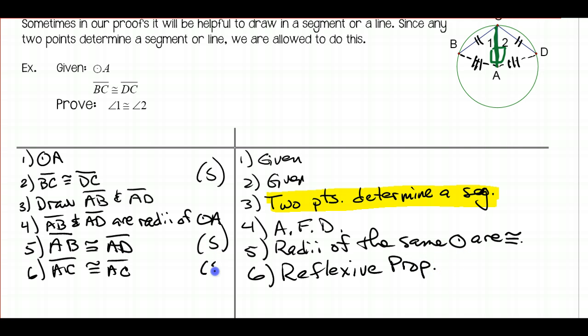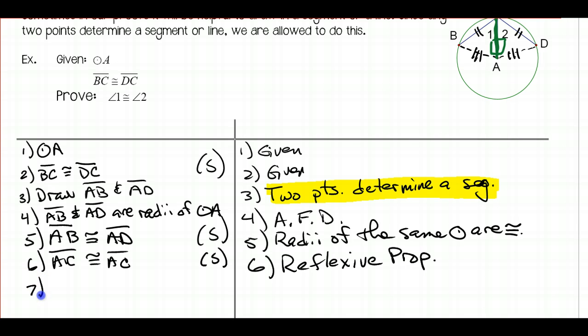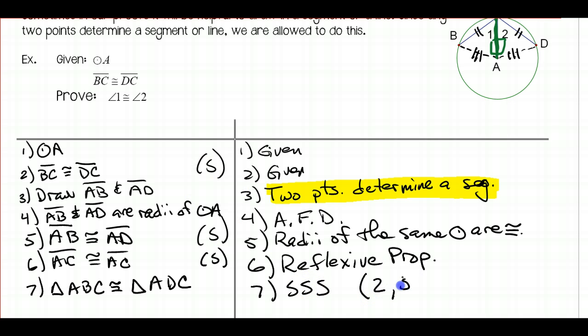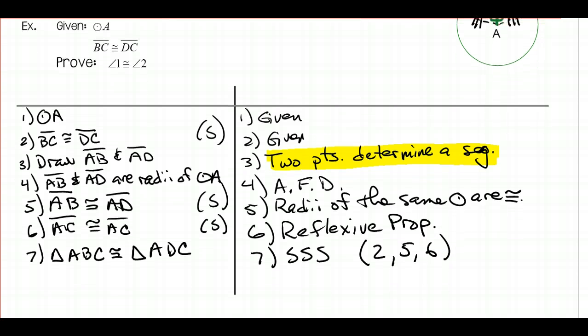And that gives me another pair of sides. So now I've got the 3 pair of sides I need for side, side, side. So I can say that my triangles are congruent. So I've got triangle ABC is congruent to triangle ADC. Make sure you name it in a corresponding order. Side, side, side. And the 3 steps that I have my parts from are 2, 5, and 6. And now that the triangles are congruent, I know that angle 1 and 2, since they're corresponding parts, they're parts that match up. Angle 1 is going to be congruent to angle 2. Corresponding parts of congruent triangles are congruent.